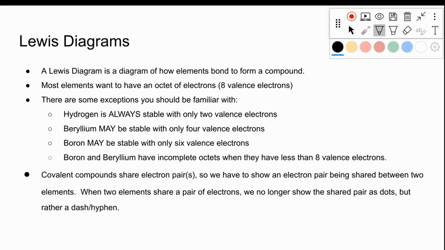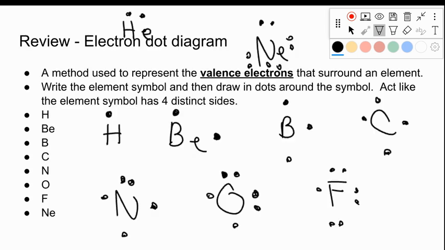Boron is able to be stable with only 6 valence electrons. So here, if we look at this, boron normally has 1, 2, 3. It can bond in any of those locations. When a bond forms, it is now sharing 2 electrons.